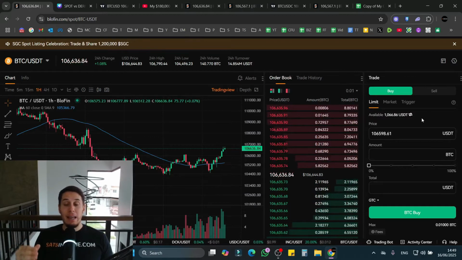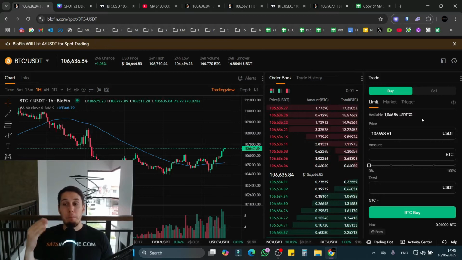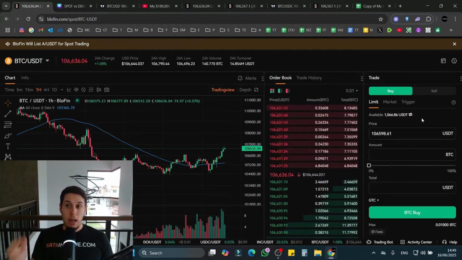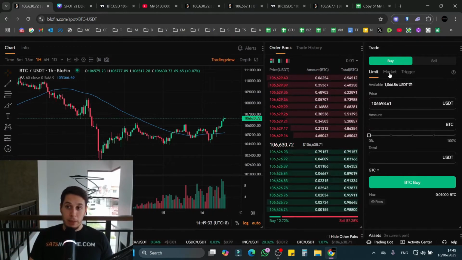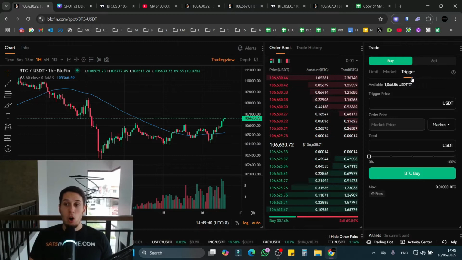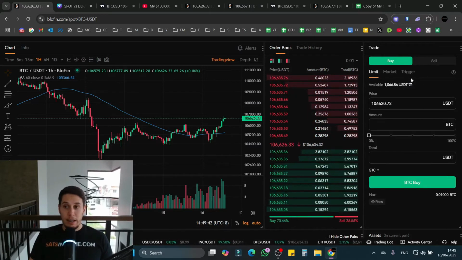So basically you can only enter trades where you bet that the price is going to go up. You can only buy, basically; you cannot short sell. So to enter a trade you have three options right here. You have an option to enter with a limit order, with a market order, or trigger. So what are the differences?